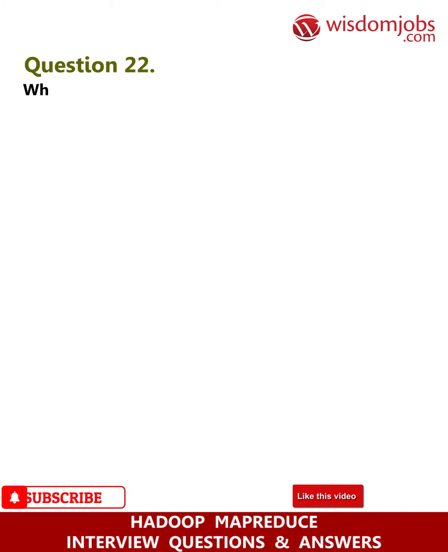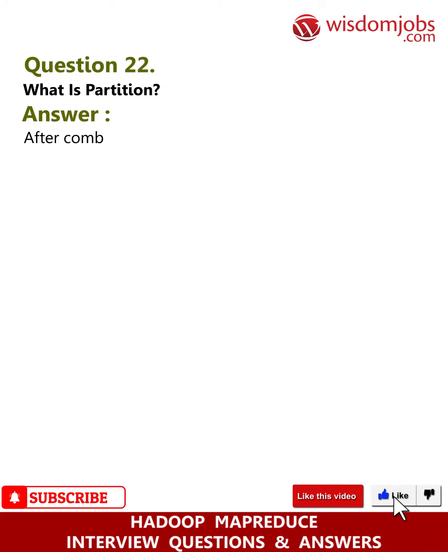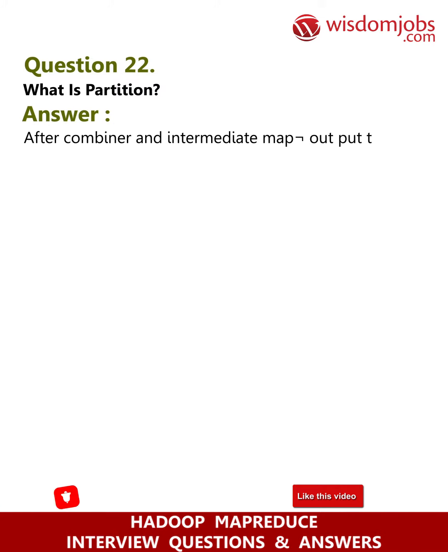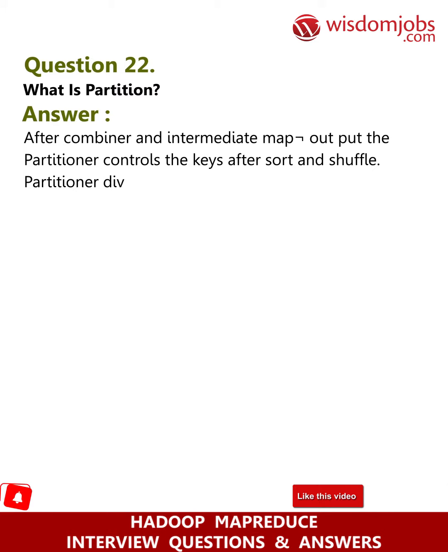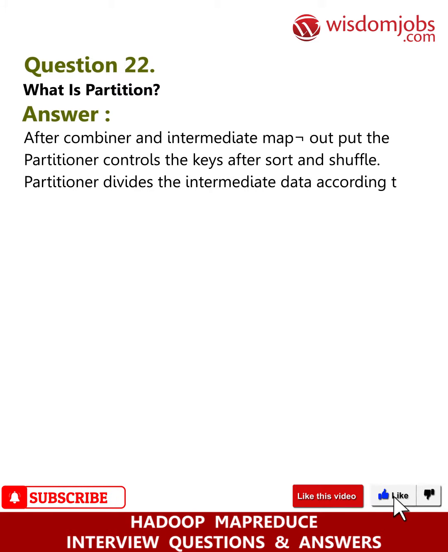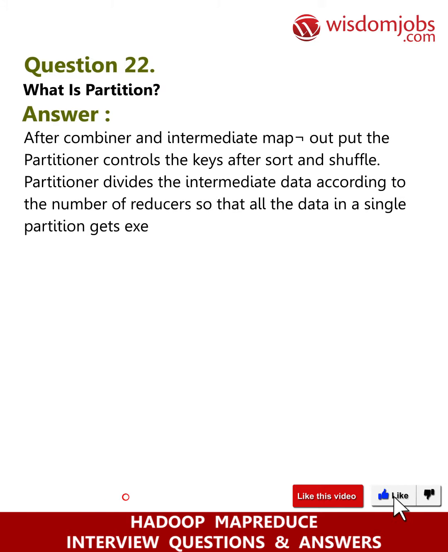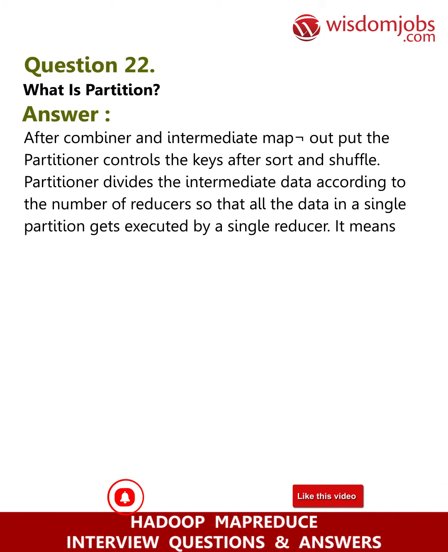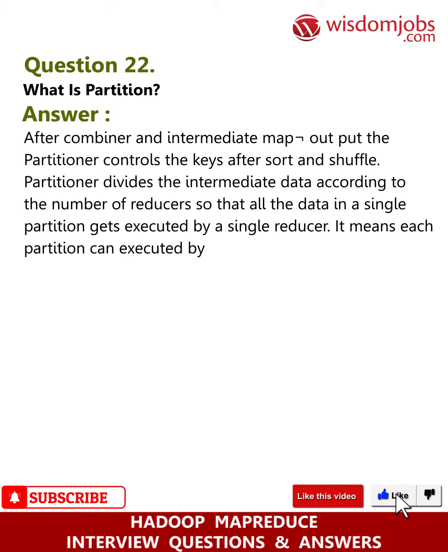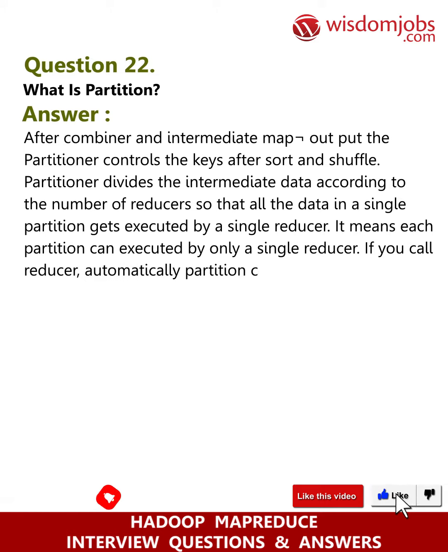Question 22. What is a partition? Answer. After the combiner and intermediate map output, the partitioner controls the keys after sort and shuffle. Partitioner divides the intermediate data according to the number of reducers so that all the data in a single partition gets executed by a single reducer. It means each partition can be executed by only a single reducer. If you call the reducer, the partition is called in the reducer automatically.